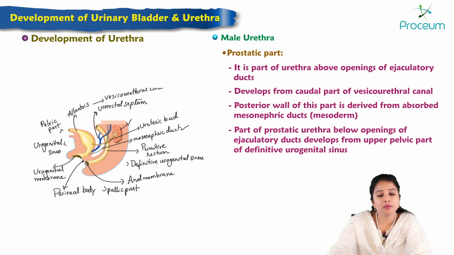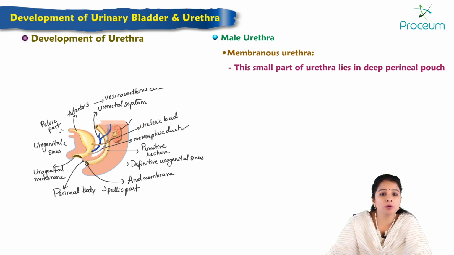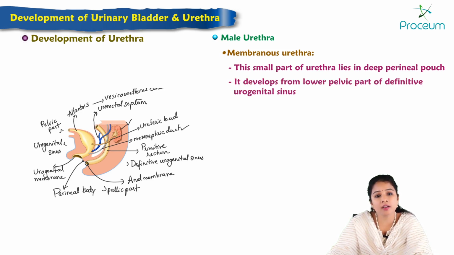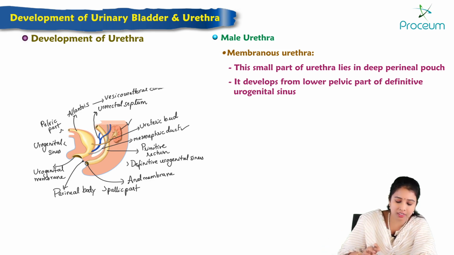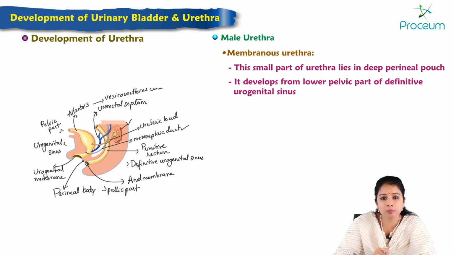Okay, the second part is the membranous urethra. This is a small part of urethra, lies in deep perineal pouch. So it develops from the lower pelvic part of definitive urogenital sinus. So I'll explain. This is definitive urogenital sinus. It is below the opening of ejaculatory ducts, which are nothing but the mesonephric ducts during fetal life.